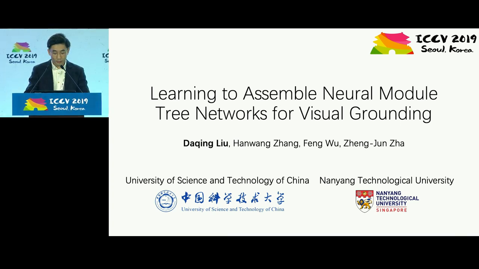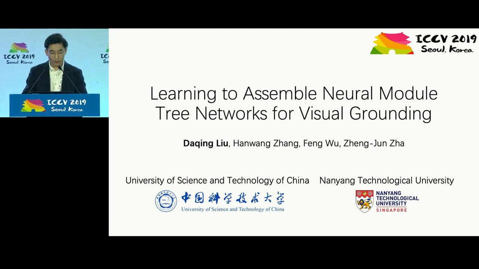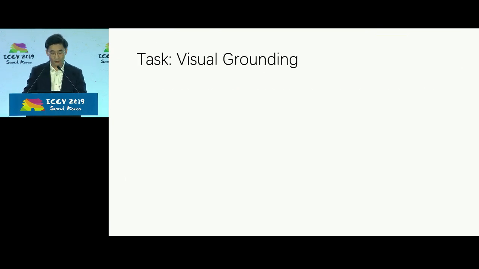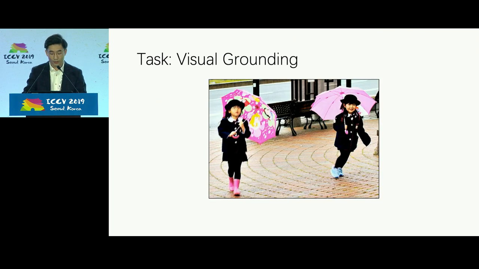Good morning, everyone. I'm Daqing Liu from the University of Science and Technology of China. Today, I'm going to present our work about learning to assemble neural module tree networks for visual grounding. This is joint work with Hanwang Zhang, Feng Wu, and Zheng-Jun Zha. Visual grounding is a task that, given an image and a referring expression like a pink umbrella carried by a girl in pink boots, the target is to localize this object in the image by the green bounding box.